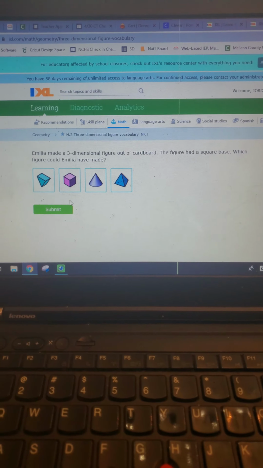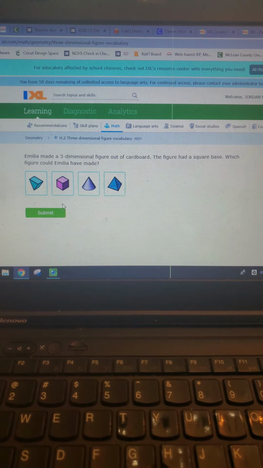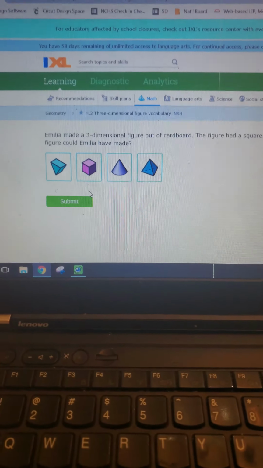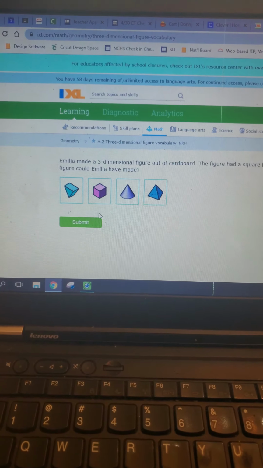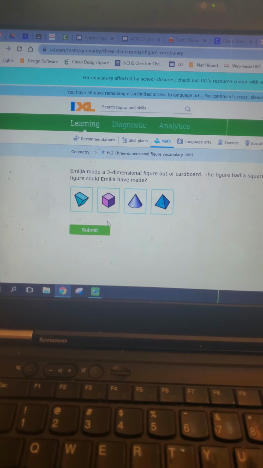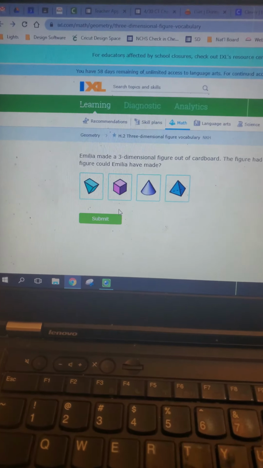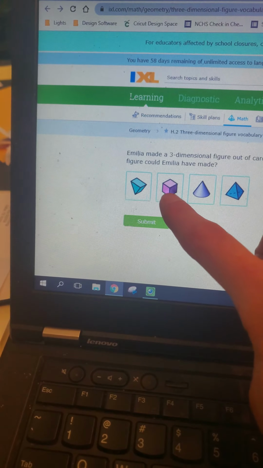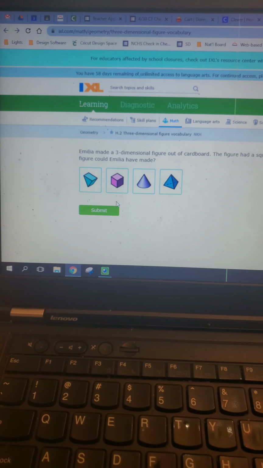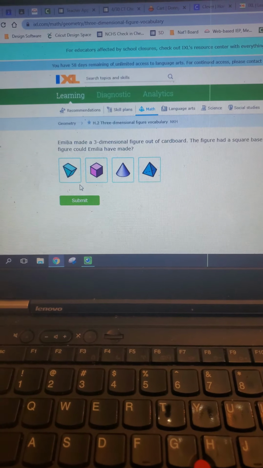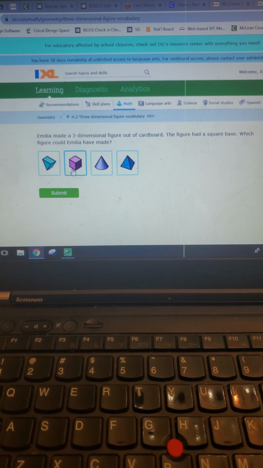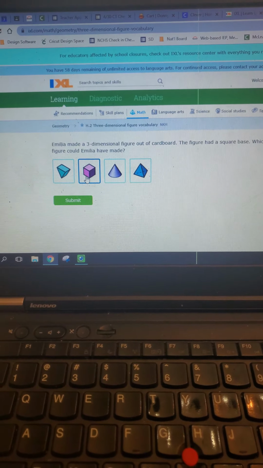Amelia made a three-dimensional figure out of cardboard. The figure has a square base. Which figure could Amelia have made? So again, just look for that square base. So we think of the base as what the figure sits on, but remember, a lot of figures have two bases, the top and the bottom, or the two parallel sides. So if that top is a square, it means that bottom is a square. So that's our figure that has a square base.